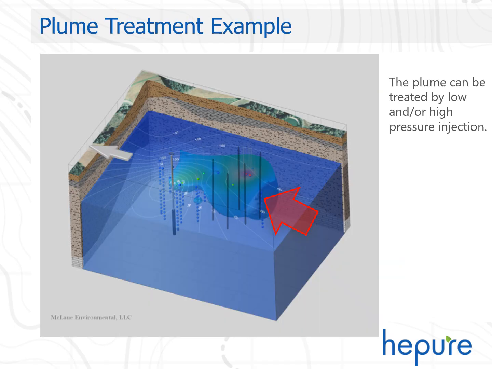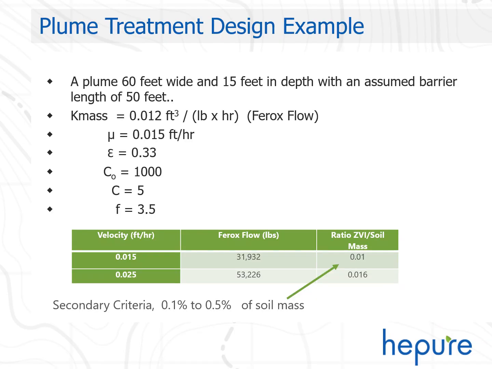The source or plume area can be treated by typical low and high pressure injection methods. ZVI, typically Target and Flow, are mixed into a water slurry and injected into the aquifer. The model has some slight modifications to allow estimate of the quantity of ZVI required. A secondary test of the ratio of ZVI to soil mass is used to prevent the low flow, low concentration estimation issue.